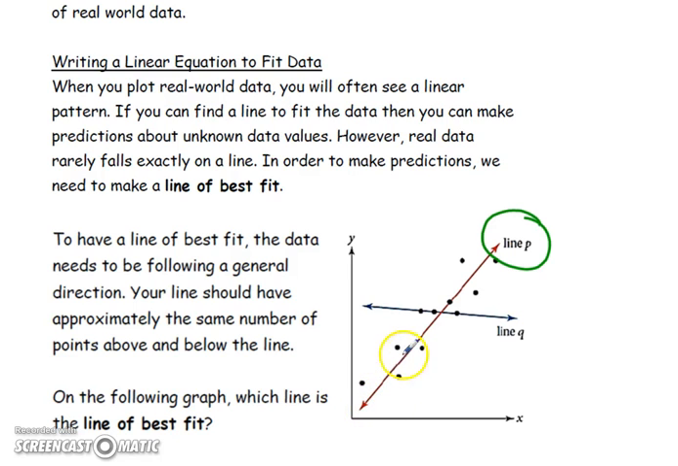You can see a majority of the points go in an upward fashion. As you go over to the right on the X, it is going higher on the Y. Line Q is showing a downward slope, which does not follow the pattern of that data set.